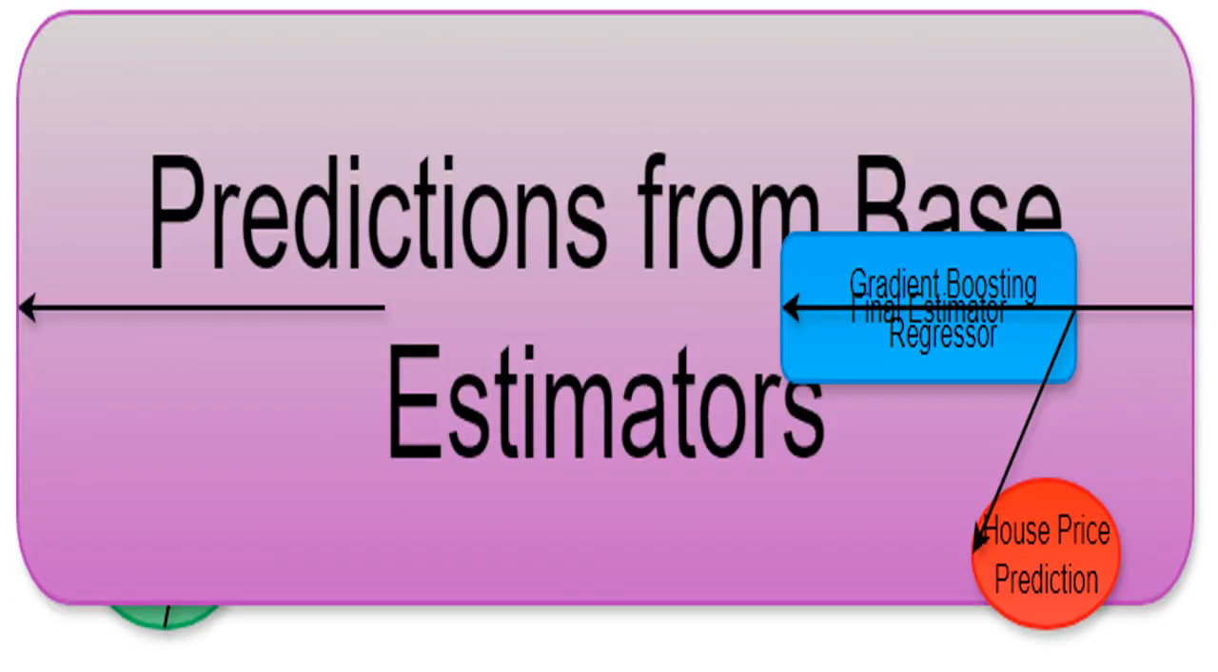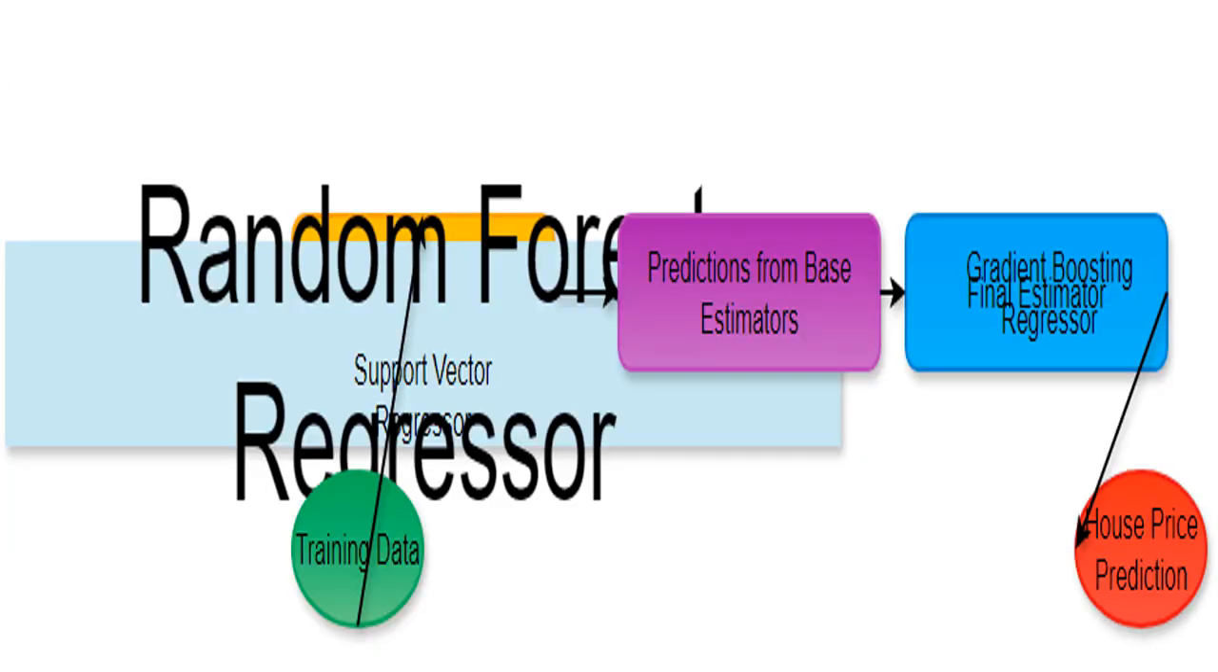This is our ultimate goal. By carefully selecting our models and combining their power, we can create a high-performing stacking regressor to get the best house price predictions. This is our data set of house features and their corresponding prices. We use it to train the base estimators independently first.